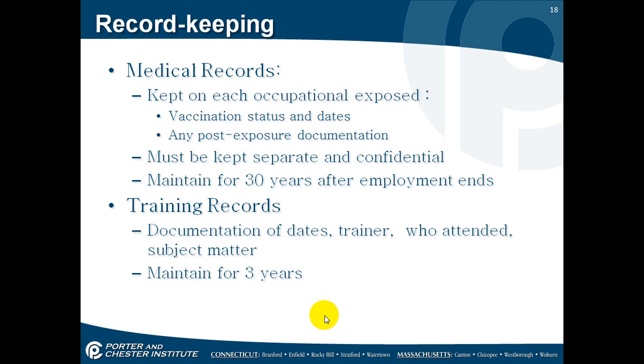Record keeping: medical records are kept on everybody. So their vaccination status and the dates, and any post-exposure documentation. These must be kept separate and confidential, and you're going to maintain them for 30 years after employment ends. So, oh, we don't work with them anymore, we can lose that? No, we have to keep this because you never know what's going to show up. But training records only have to be kept for 3 years.